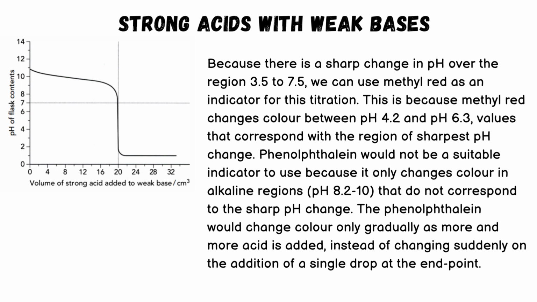Phenolphthalein would not be a suitable indicator to use because it only changes color in alkaline regions, which is pH 8.2 until 10, that do not correspond to the sharp pH change. The phenolphthalein would change color only gradually as more and more acid is added, instead of changing suddenly on the addition of a single drop at the end point.